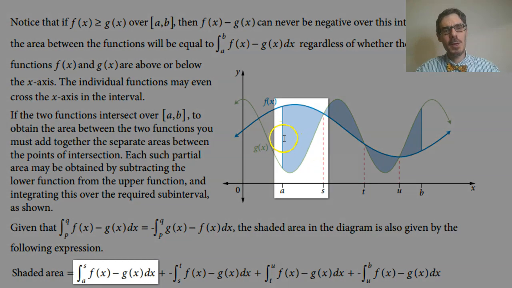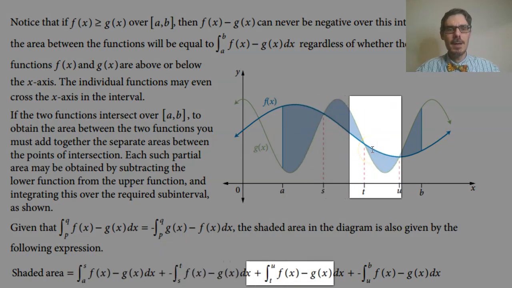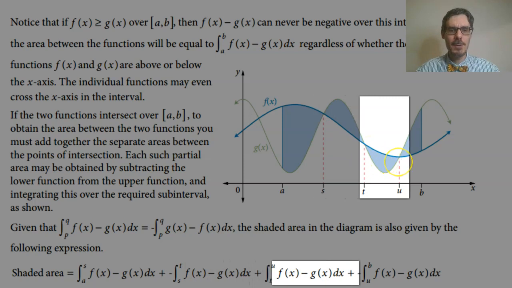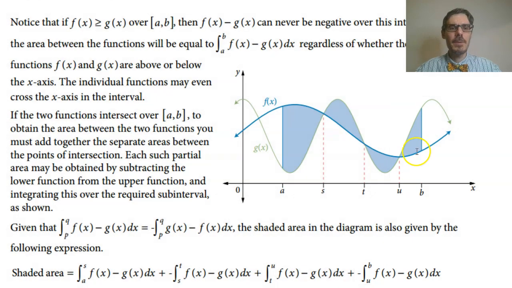And then this section we're going from a to s. Then this section we're going s to t. Then this section we're going t to u. And this section we're going u to b. And for the sections where g is greater than f, I want the negative integral to give me that area.